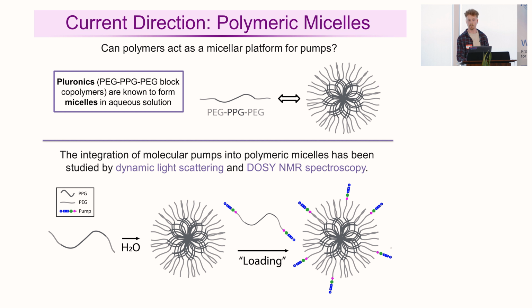So this is a cross-section of the spherical micelle that can form. The polypropylene glycols, which are hydrophobic, are buried in the micelle interior, and the PEGs are left on the micelle corona. My current goal is to attach the molecular pumps to these pleuronic chains and then see if they can be integrated onto the surface of these micelles.